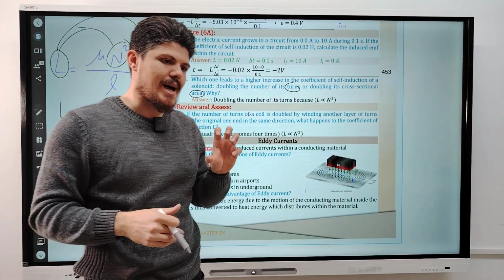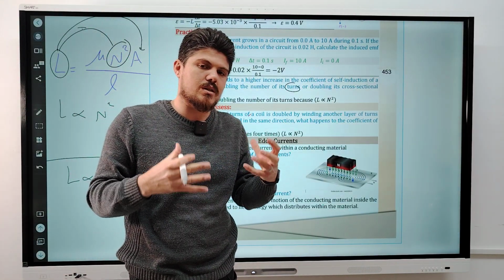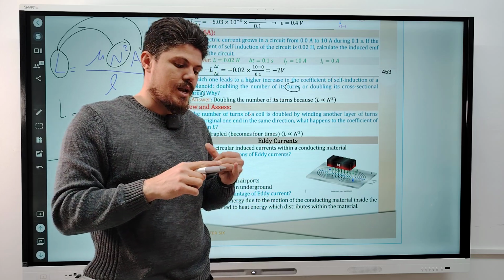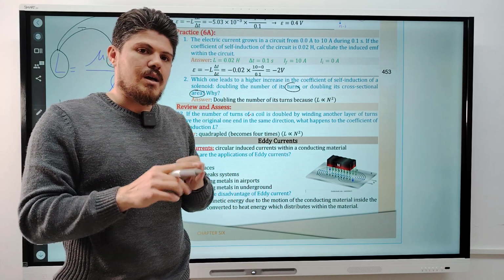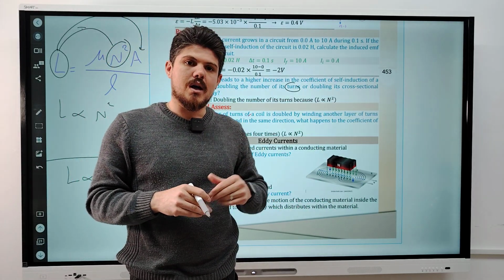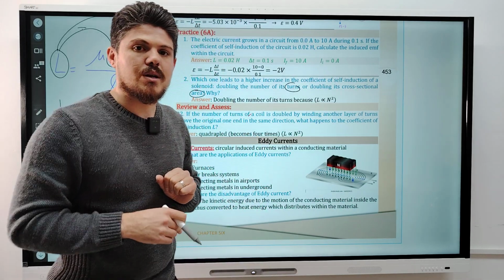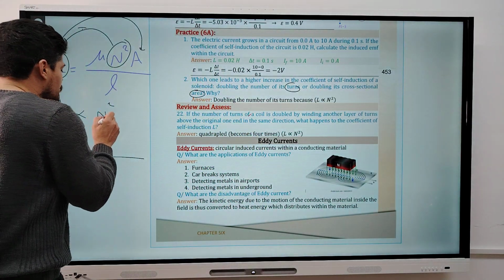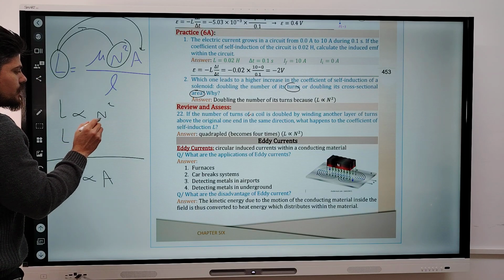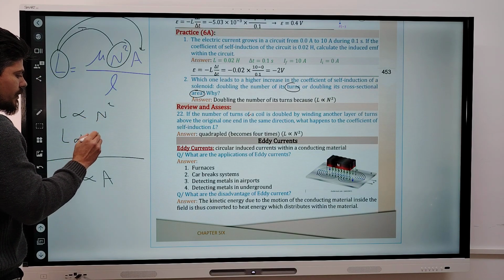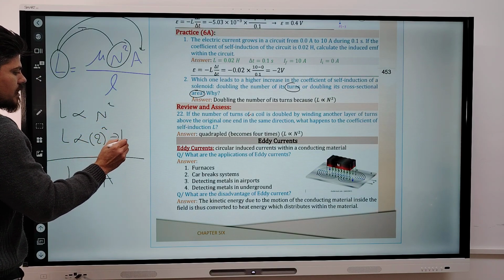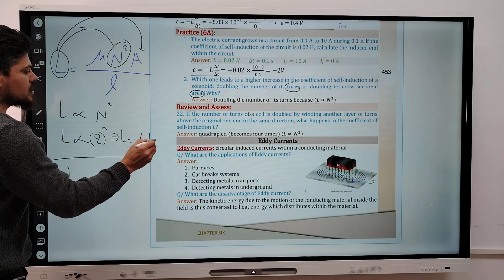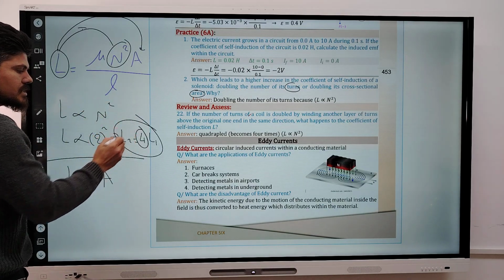But which one leads to higher increase? It means which one is more effective for increasing the coefficient of self-inductance? Number of turns or area? Absolutely number of turns. Why? Because the number of turns is squared in the equation. When we double the number of turns, we have square, so L2 becomes 4 times L1. Increases by which factor?